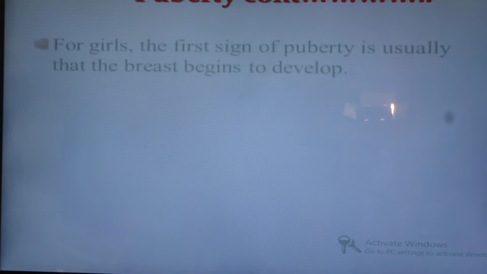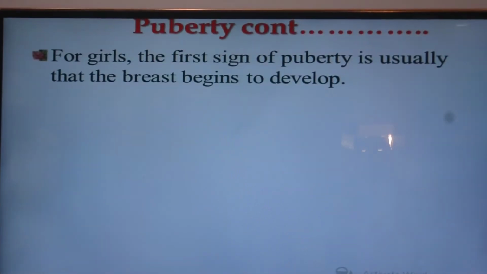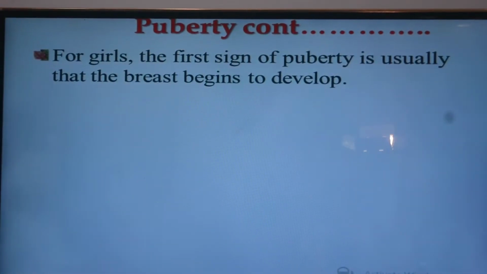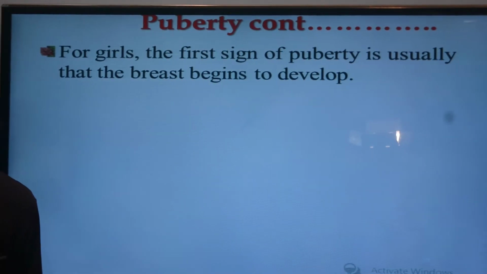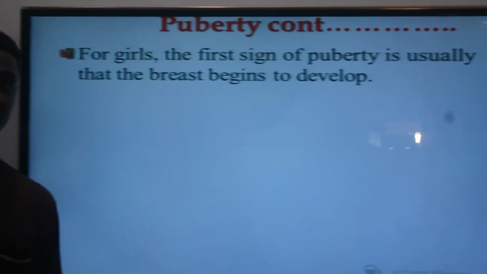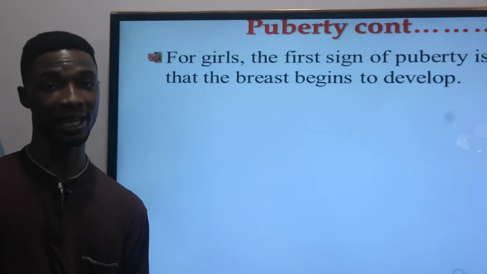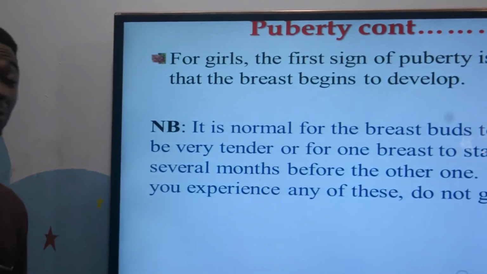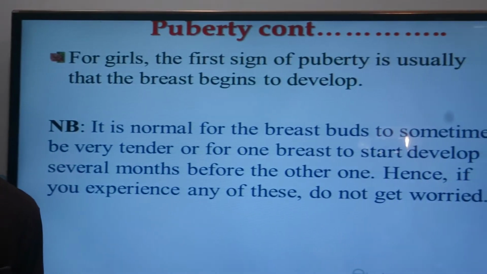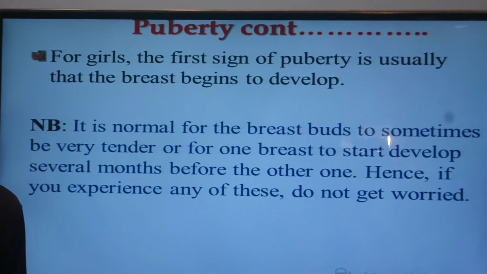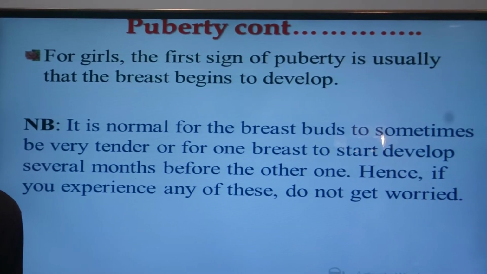What happens during puberty in girls? For girls, the first sign of puberty is usually that the breast begins to develop. There is protrusion of the breast for the girls in the puberty stage. There is also growth of pubic hairs at the private parts, at the armpits and around the genitals.